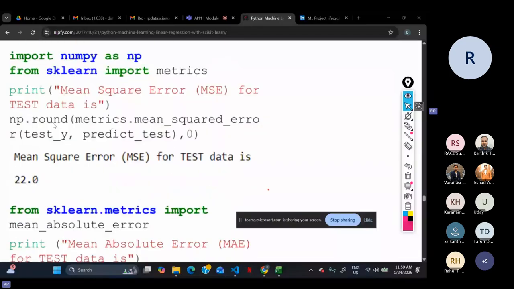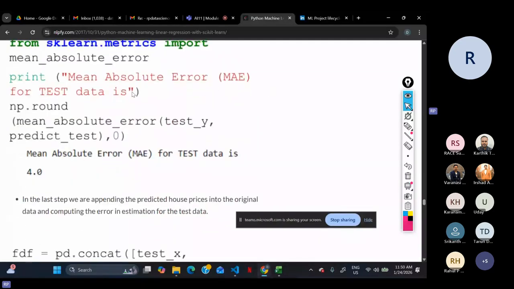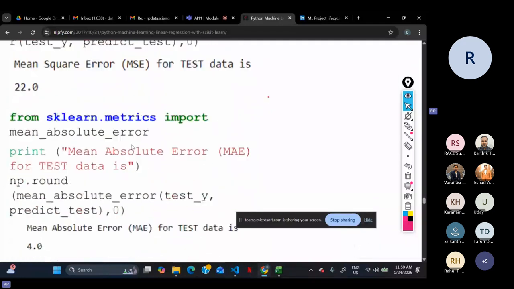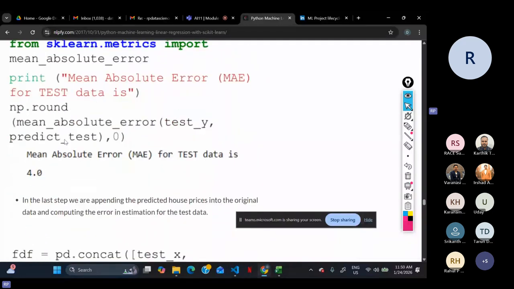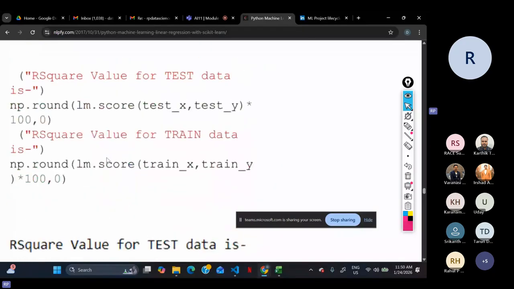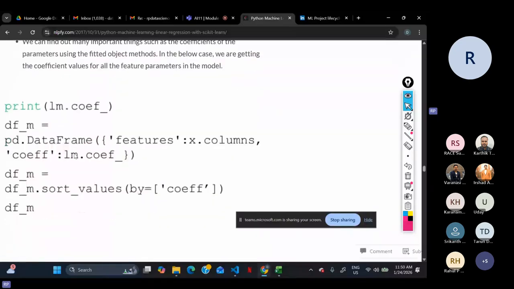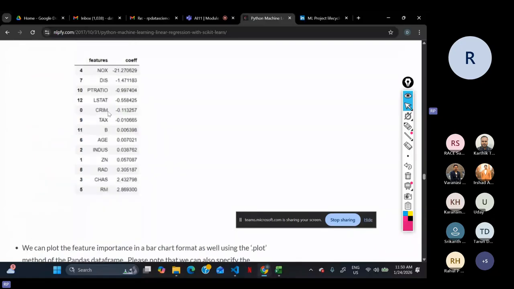So how are you doing the evaluation? np.round, metrics.mean_squared_error, the actual values, the predicted values, then rounding it off, and the mean squared error is coming out to be 22. Similarly, we can do some other ones. We are doing the mean squared error, and then we are doing the mean absolute error as well. Again, you are importing the metric from there and then computing, right? And then we are doing many other things, for example over here, lm.coefficients. lm.coefficients is nothing but your beta naught, beta 1, beta 2, beta 3 for those things, right?